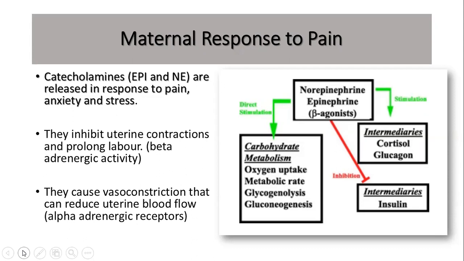So you realize that this mechanism impairs labor, prolongs labor, and also reduces blood flow. Prolongation of labor is not really in the best interest of the baby because the baby has finite reserves. And reduced blood flow also means reduced oxygenation and reduced fetal oxygenation.